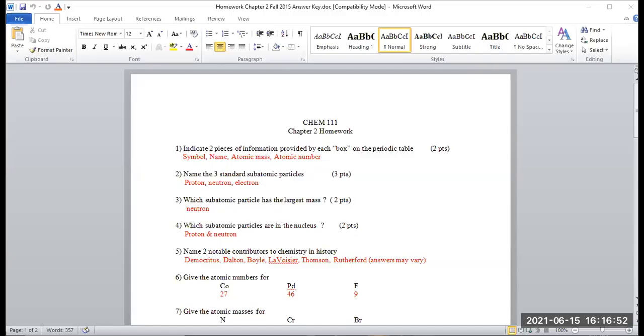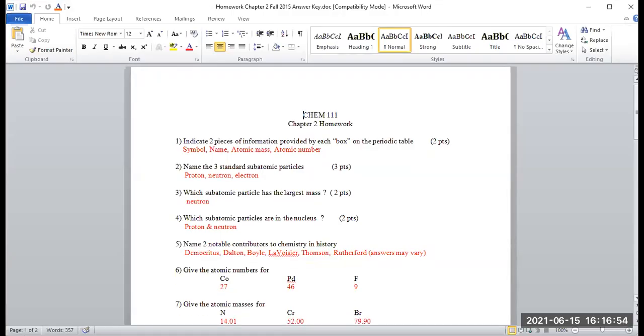All right, so the first part of this is really pretty straightforward. We've got things that are on the periodic table, pick two: the symbol, the name, atomic mass, atomic number. We talked a little bit about the three standard subatomic particles being proton, neutron, and electron.